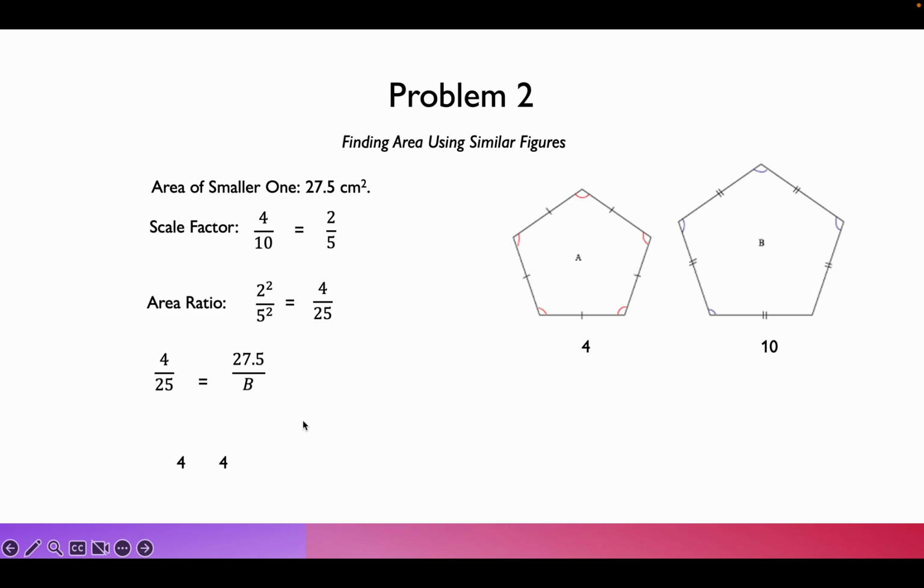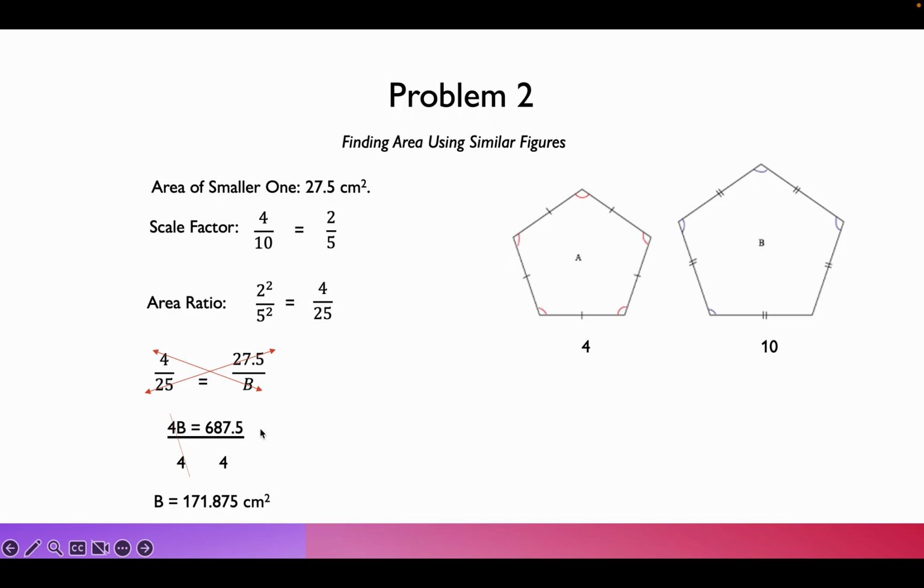The way this is done is we cross multiply first. 25 times 27.5, that's a big number. And then 4 times B is 4B. So that's going to be 4B equals 687.5. Now, the next step is to divide, because if I want to get rid of this 4, I have to divide both sides by 4. That cancels that out, and it leaves me with B equals 171.875 centimeters squared.